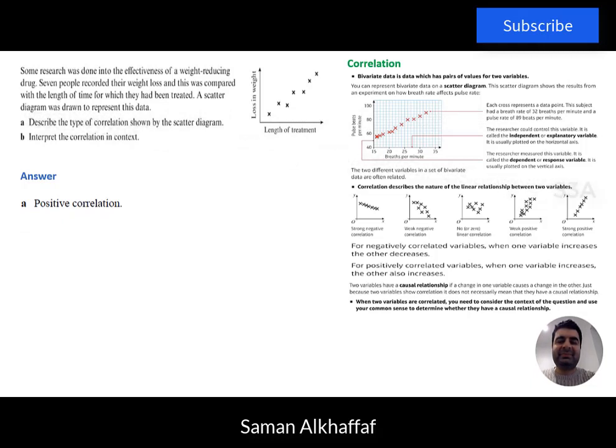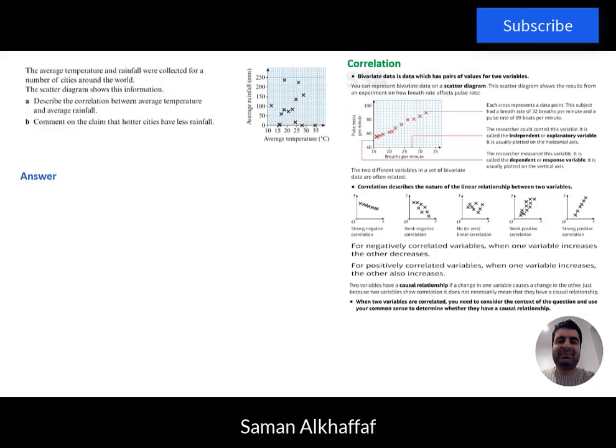and it is a positive correlation because as one variable increases, the second also increases, so it's a direct relationship. For part B, we need to interpret the correlation in context. Our response will be: the longer the treatment, the greater the loss of weight. And this correlates with what we anticipated in our response for part A, which is a positive correlation. And this is our answer for this question.